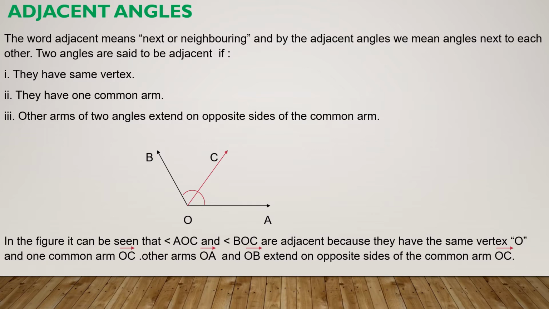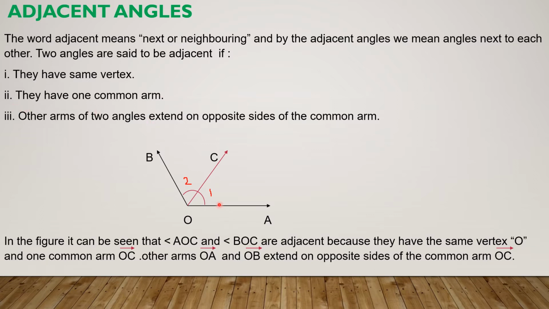Let me give the names of these angles. Let's say this is angle 1 and this is angle 2. So the first property is satisfied that both the angles have the same vertex. The second thing is, they have one common arm.